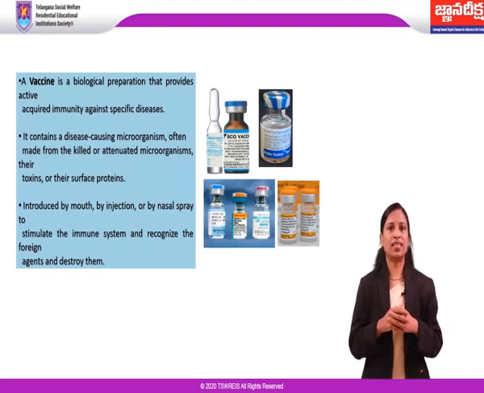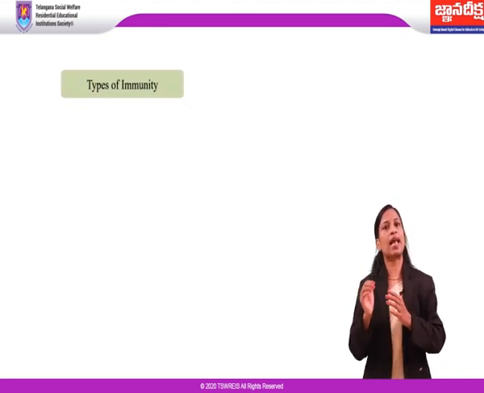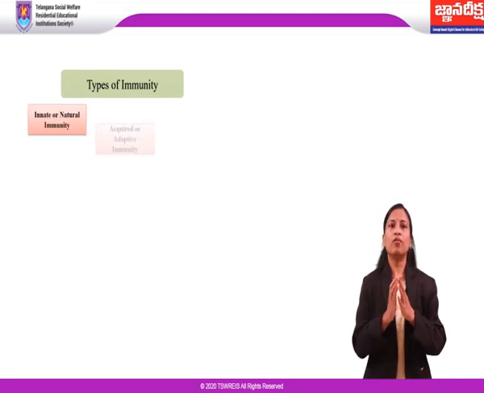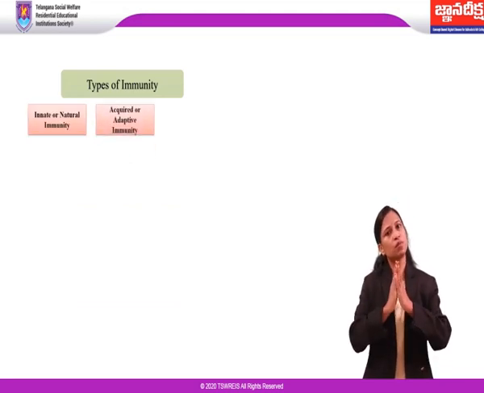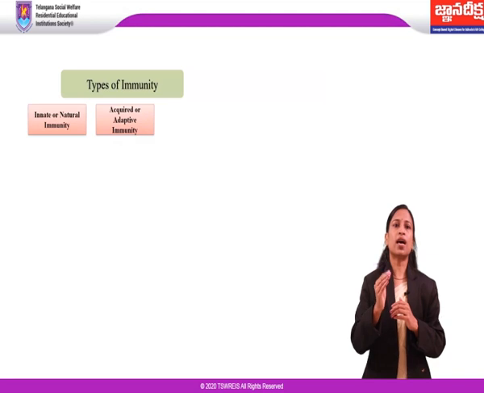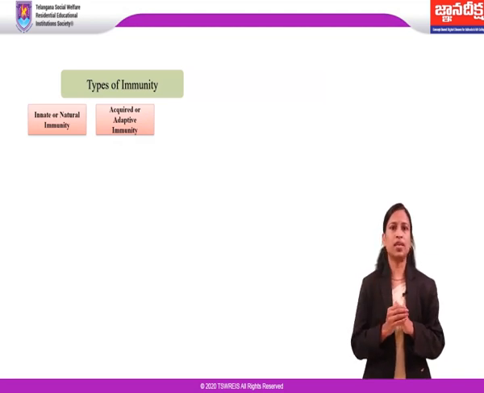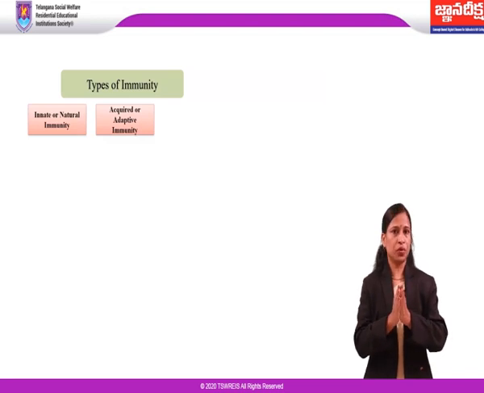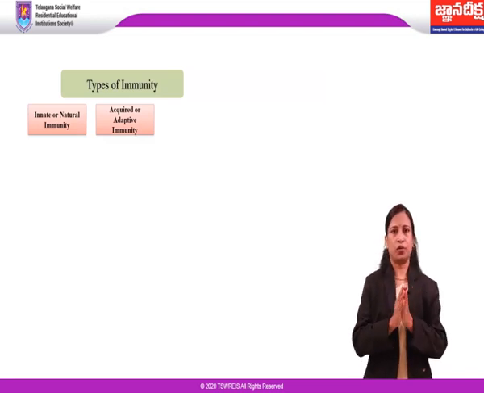Before we enter into the details, let's first look at what are the different kinds of immunity. Immunity is classified into two types. One is innate immunity, which comes from birth, and the other one is acquired or adaptive immunity, which is developed during the person's lifetime. Acquired immunity is again of two types, active and passive.